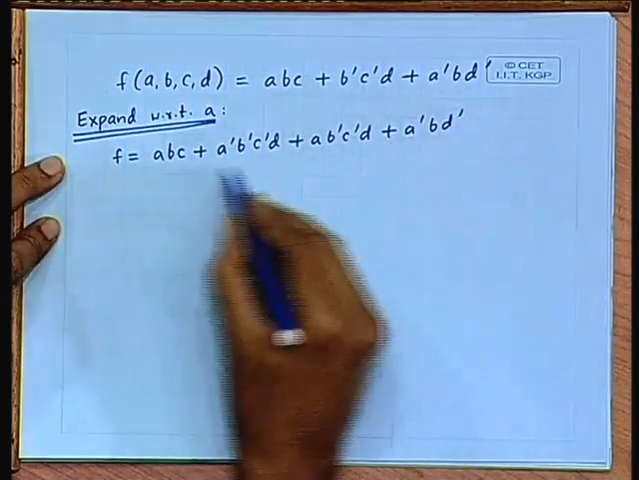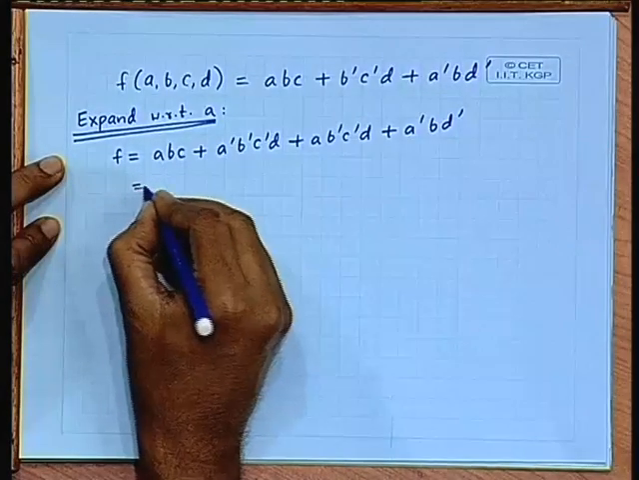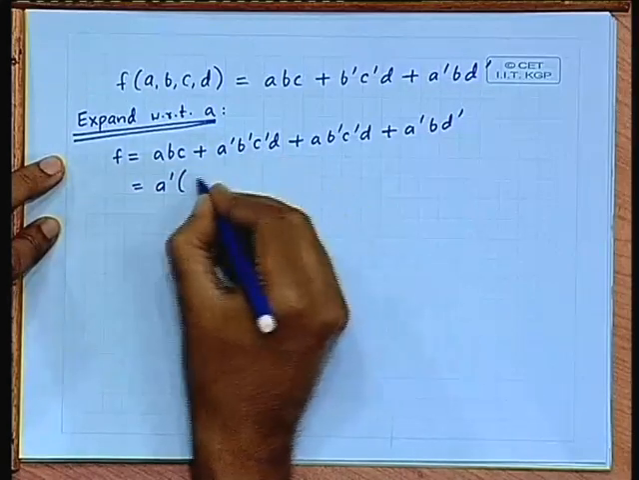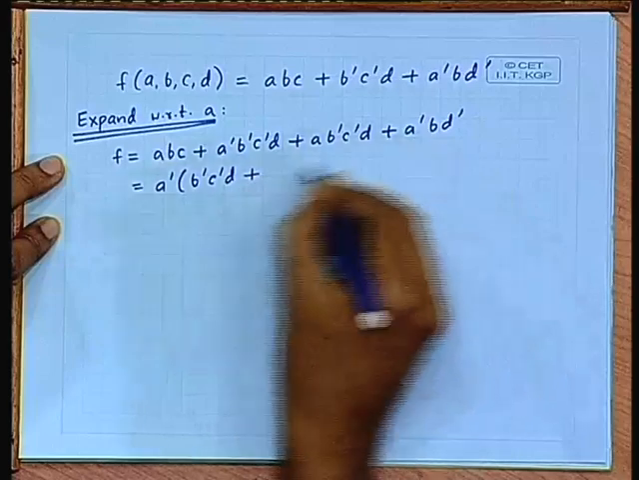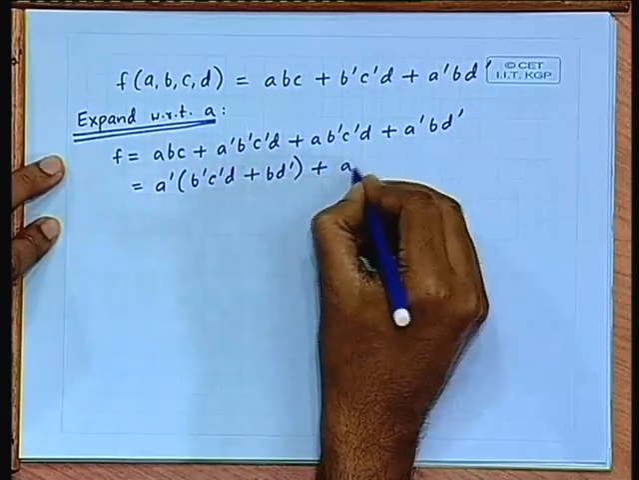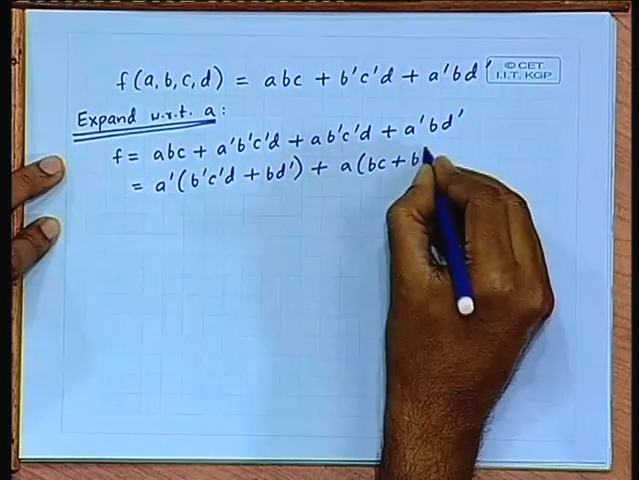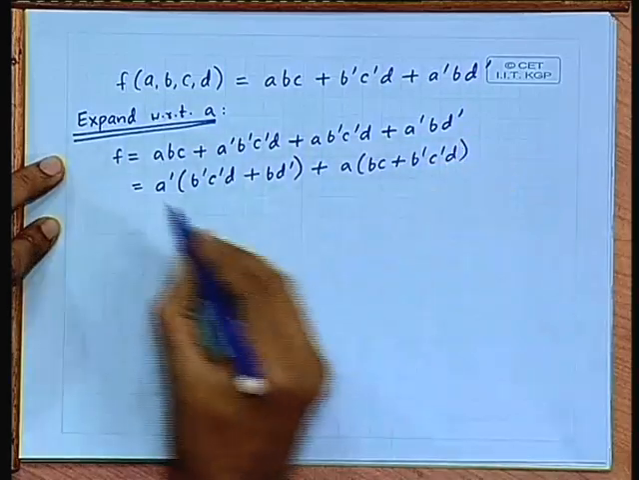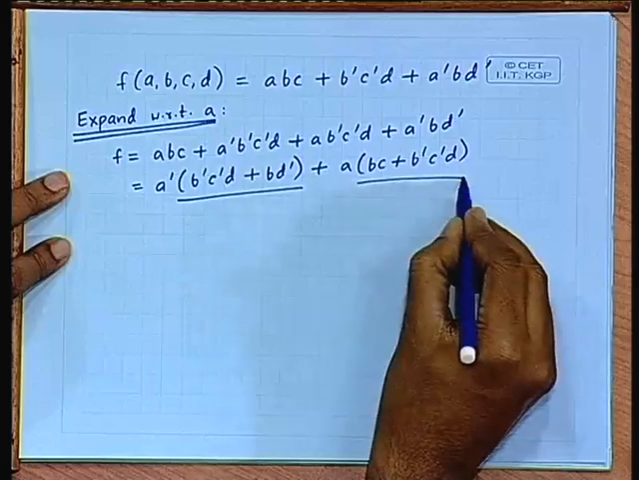So, by doing this, what we have achieved is that each of the product terms contains some term of a, either complemented or uncomplemented. After that we can simply take a' common: a' (b' c' d or b d'). You can take a common: a (b c or b' c' d). So, this is the so-called Shannon's expansion with respect to a.